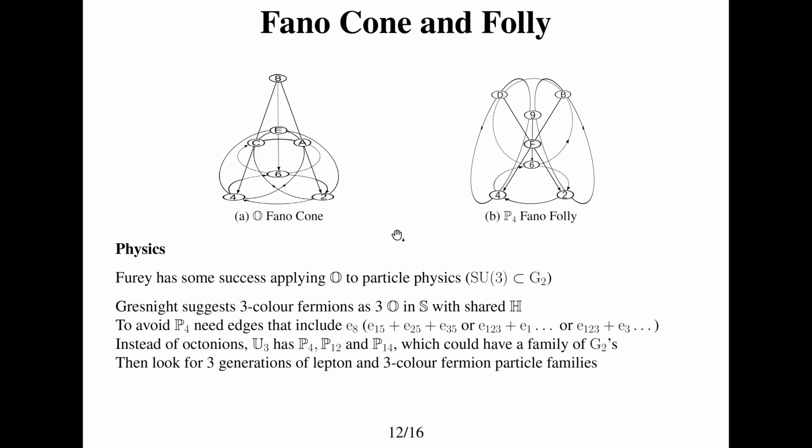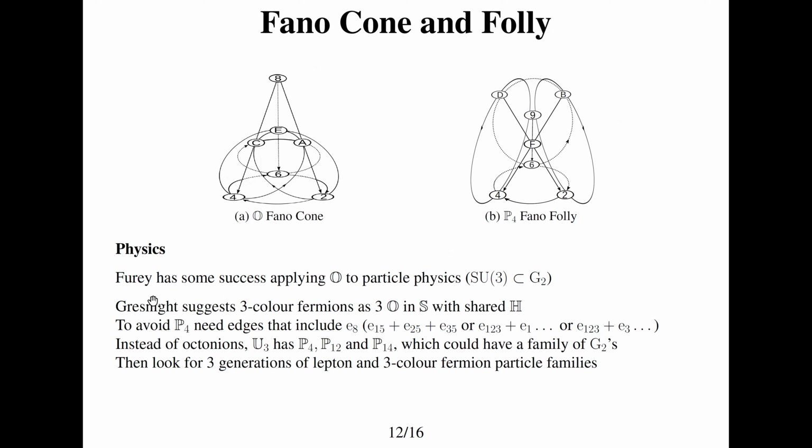And where's the physics in all this? I said I'd get to physics. Well, theory has had some success applying octonions to particle physics. And you can understand that because we saw that G2 was derived from the dual to octonions. And SU3 is a subset of G2. And SU3 is important for particle physics.